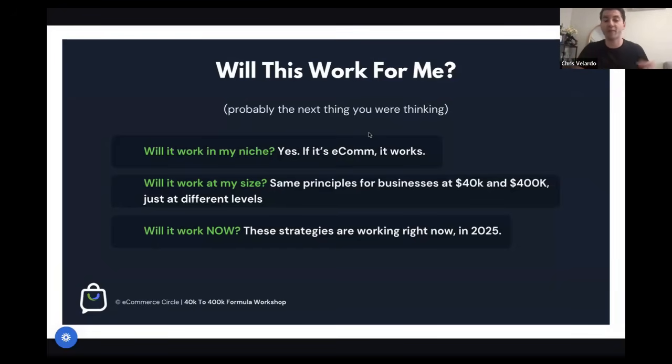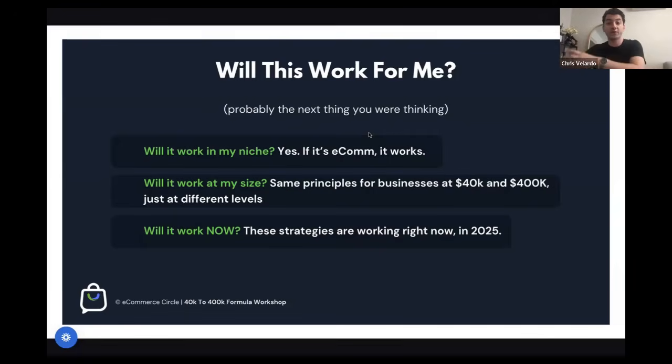And secondly, will it work at my size? Kind of touches on what I just said. But look, guys, just to be clear with you, we work with a lot of brands who are already doing 50 to 100,000 a month that we help scale to 7 figures a month. We also work with a lot of people who are just starting, who haven't even gotten their products or are making their first couple sales.